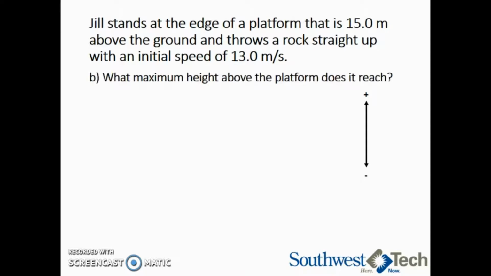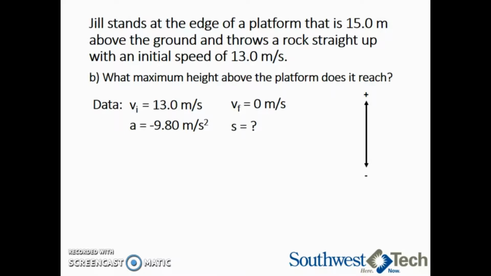Next, we need to find the maximum height above the platform the rock reaches. Again, we want to write down all of the information that we know. The initial velocity is still 13 meters per second, acceleration is negative 9.8 meters per second squared, and final velocity is 0 meters per second. This time, we are trying to find the displacement, which is the maximum height the rock reaches.